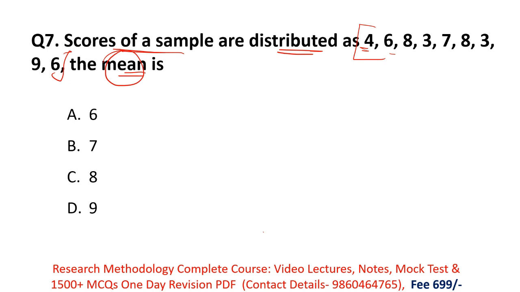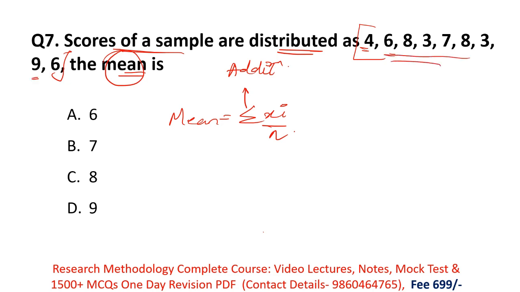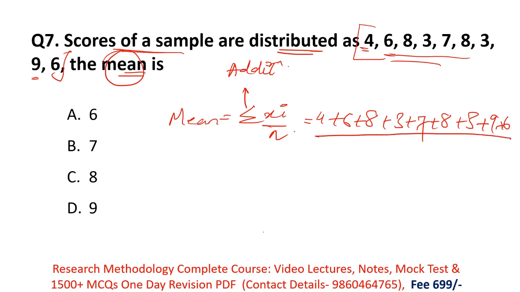So remember, the mean formula is: mean equals summation of xi upon n, where summation means addition, okay. You have to add all these terms and divide by n, meaning the number of terms. So summation xi means you have to add all these: 4 plus 6 plus 8 plus 3 plus 7 plus 8 plus 3 plus 9 plus 6, divided by n, meaning total terms. Count how many total terms there are: 1, 2, 3, 4, 5, 6, 7, 8, and 9. So here 9 will come.